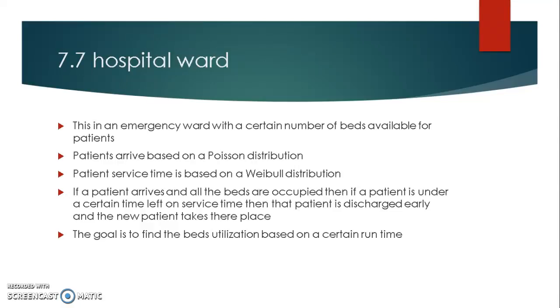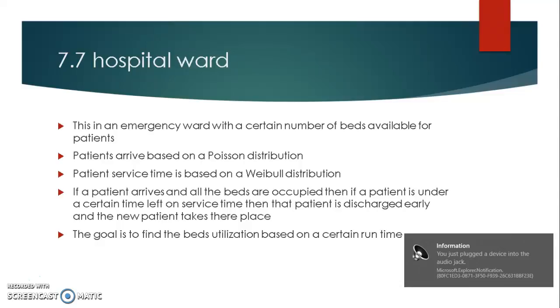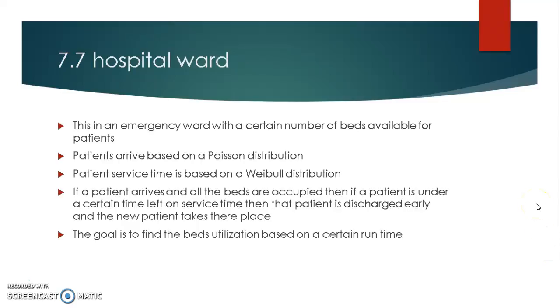If a patient arrives and all the beds are occupied, so that means every one of the beds is full, then if any of the patients in any of the beds are under a certain time, I think in the book they labeled it alpha, so if they have under 1 minute left on their service time, they will be discharged early, which means an early departure, and the new patient takes that place. So basically, if a new person comes in, and all the beds are full and none of the beds are under that service time, then the patient is referred to another hospital because they need to be served for their severe wounds.